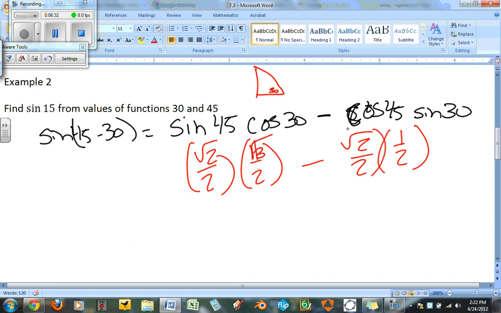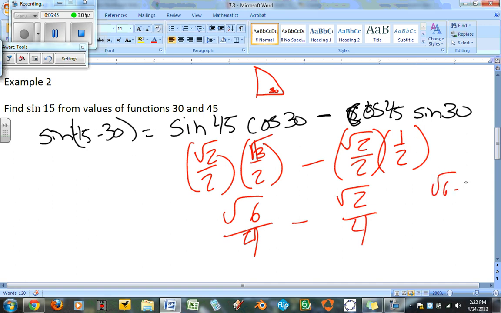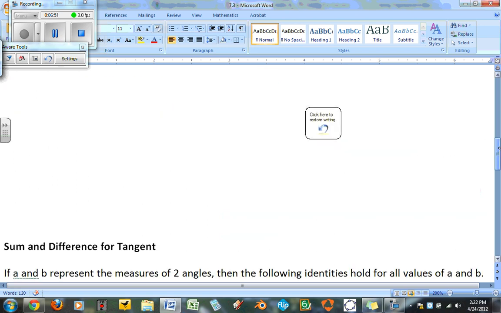So then we multiply again. We get the square root of 6 over 4 minus the square root of 2 over 4. So we could rewrite it as the square root of 6 minus the square root of 2 all over 4 for our answer. Okay, so hopefully this is pretty self-explanatory.